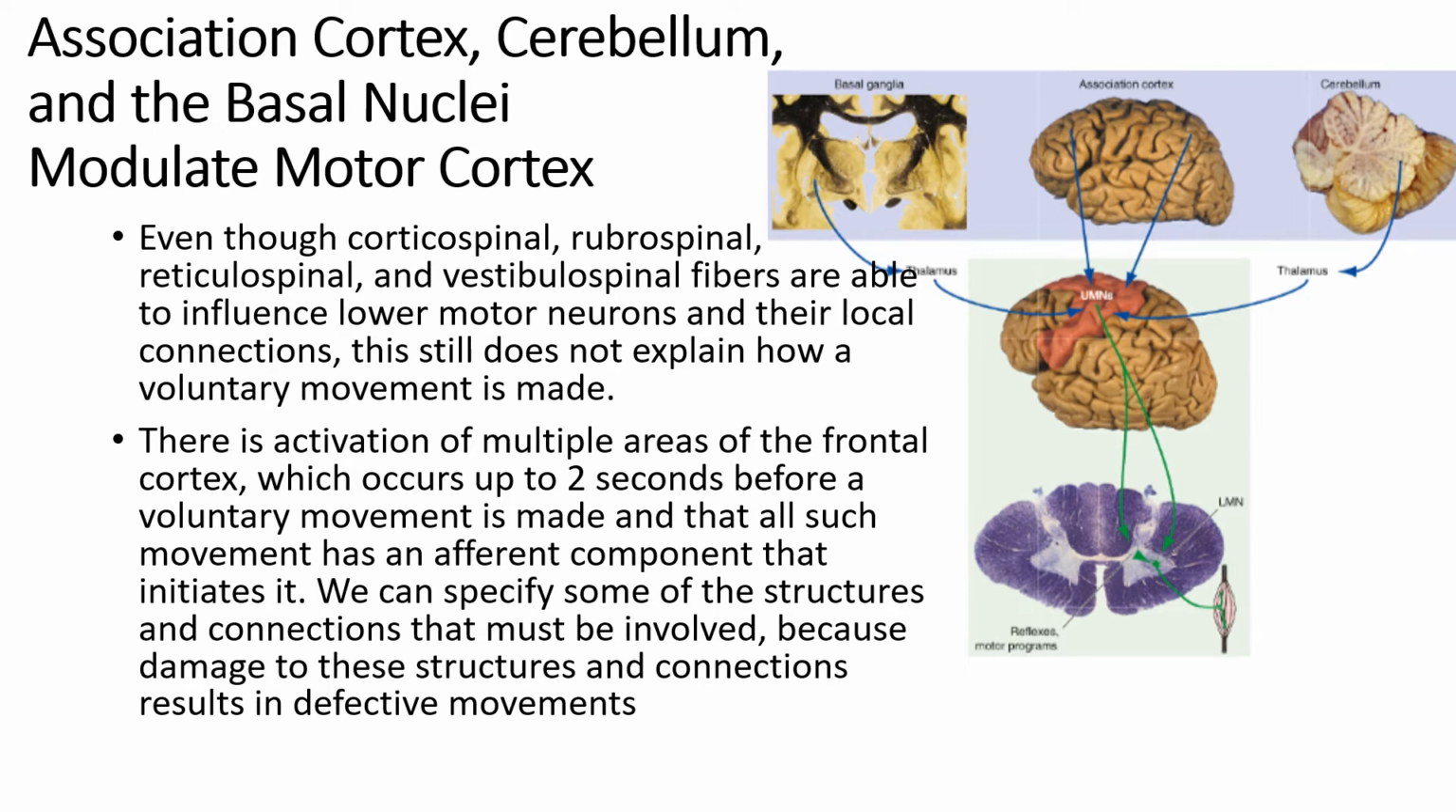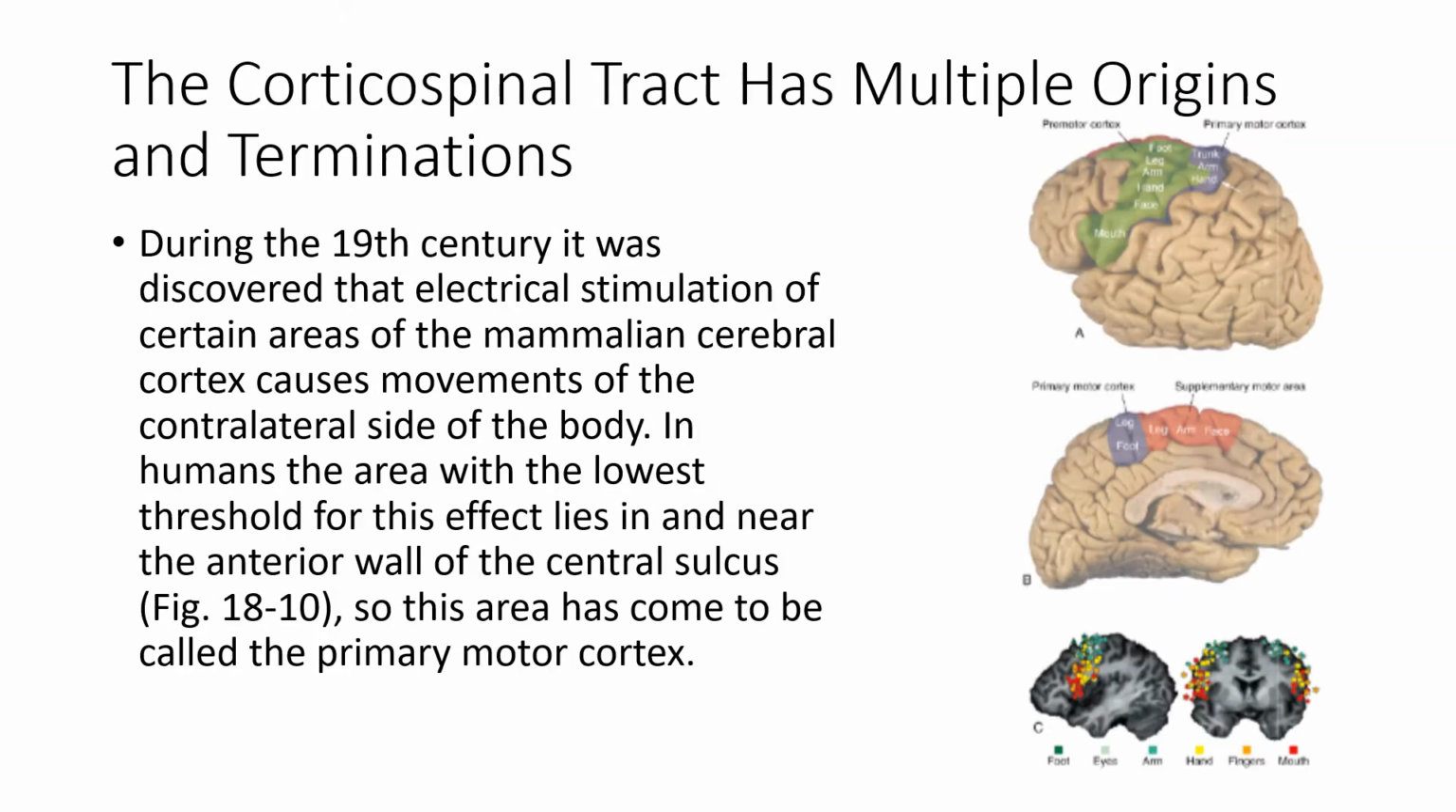We can specify some of the structures and connections that must be involved because damage to these structures and connections results in defective movements. Cortical spinal tract has multiple origins and terminations. During the 19th century, it was discovered that electrical stim, E-stim, of certain areas of the brain causes movements of the contralateral side of the body. So we stim one side of the brain, we get the other side of the body to move. That's how we figured out that it crosses over, it decussates.